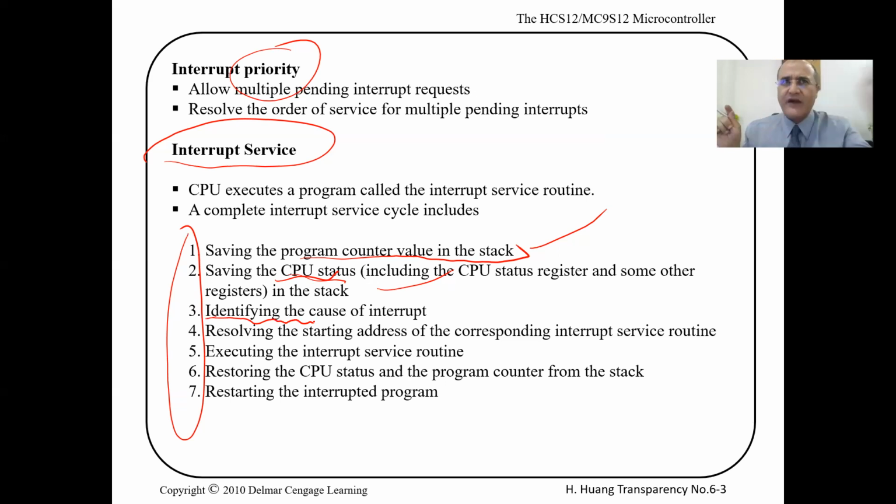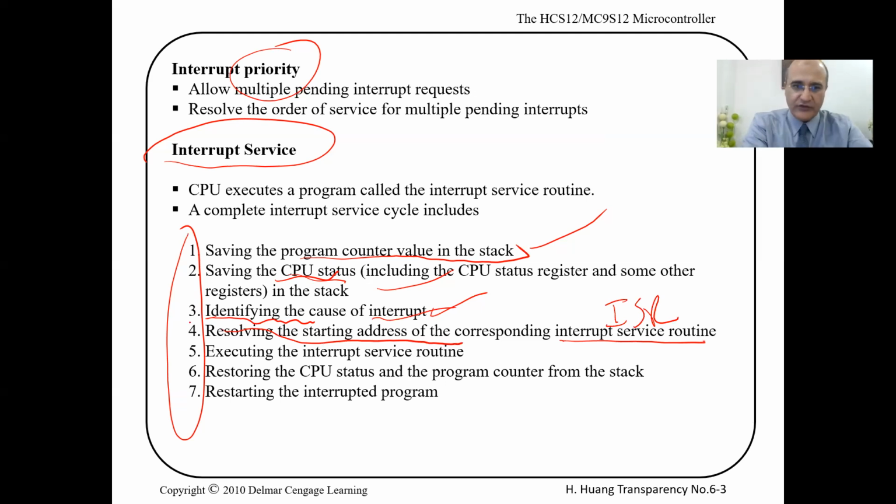The button, the fire alarm, the hardware should know that. Okay, after figuring out what caused the interrupt, we need to find where the interrupt service routine is, where the code that should be executed in response to this interrupt is. Where is it? What's the address of that code? So we need to resolve the start address of the interrupt service routine. Okay, where is the start address?